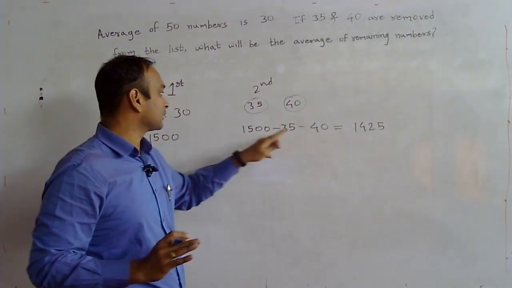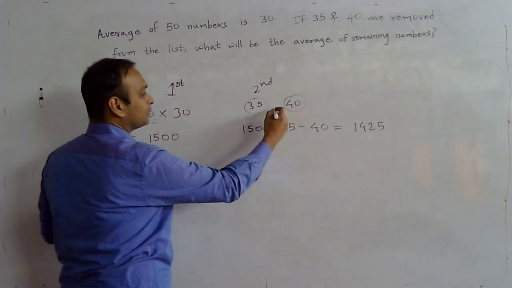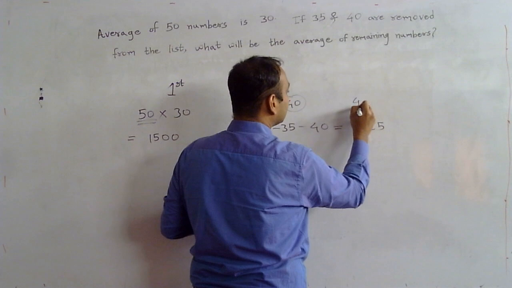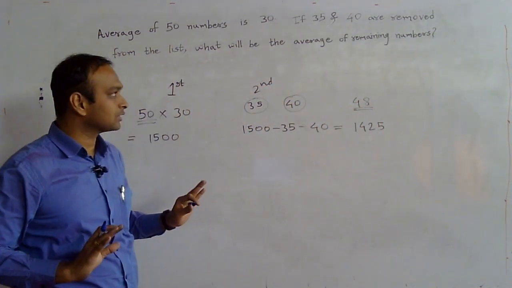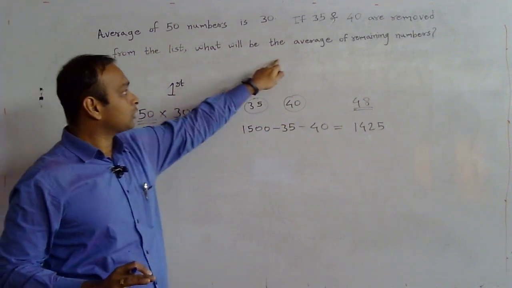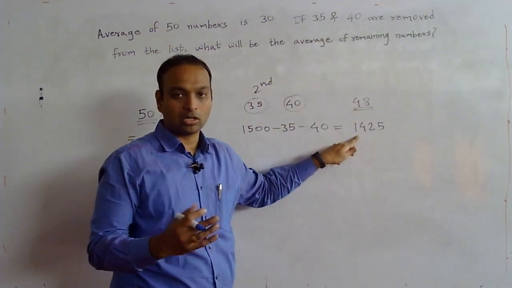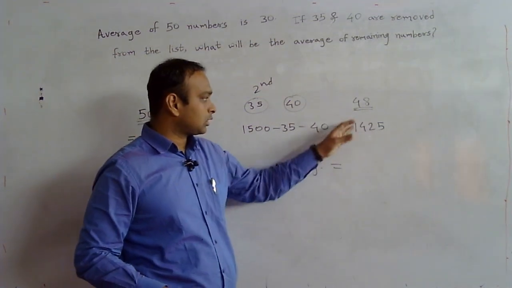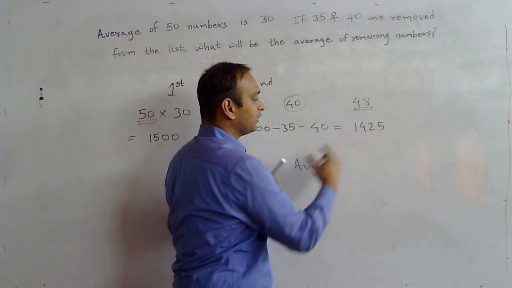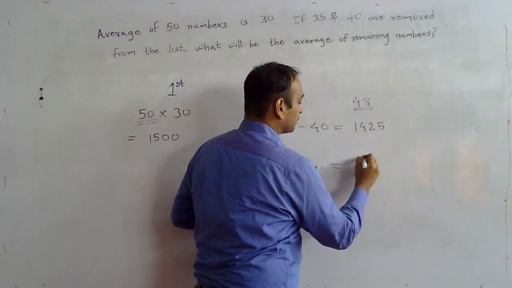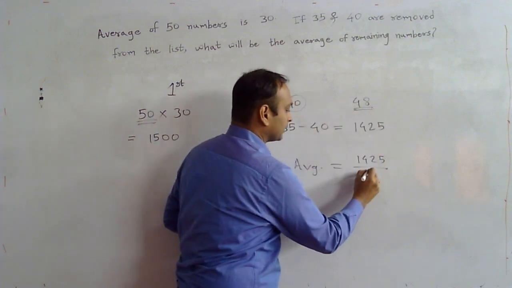Now initially we had 50 numbers, but since two numbers are removed, now we have only 48 numbers with us. Now the question is, what is the average of remaining numbers? This is the total of remaining numbers. So how can we calculate the average? Total of these numbers is 1425 divided by the count, 48.